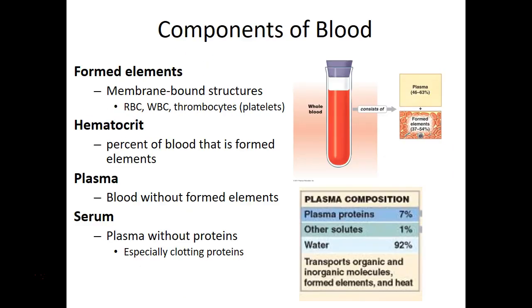Okay, so let's talk about some components of blood. Let's start off with something called formed elements. Why can't I call all of these structures cells? Why do we have to call them formed elements? I think that's a good question. The definition of formed elements is that it's a membrane-bound structure.